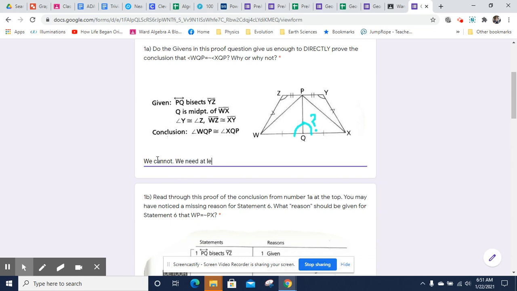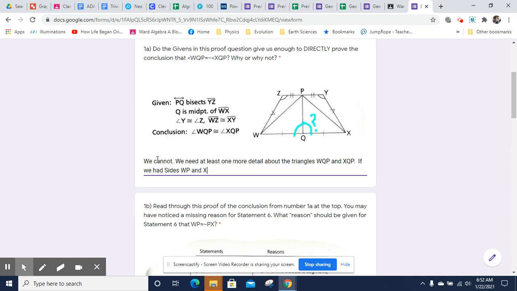We need at least one more detail about the triangles WQP and XQP. If we had sides WP and XP, as if we knew that they were congruent, then we could use side, side, side to prove triangle WQP is congruent to triangle XQP. If we had this side and this side, we could prove that, but we don't yet have that. So we're going to have to do a little bit more work.